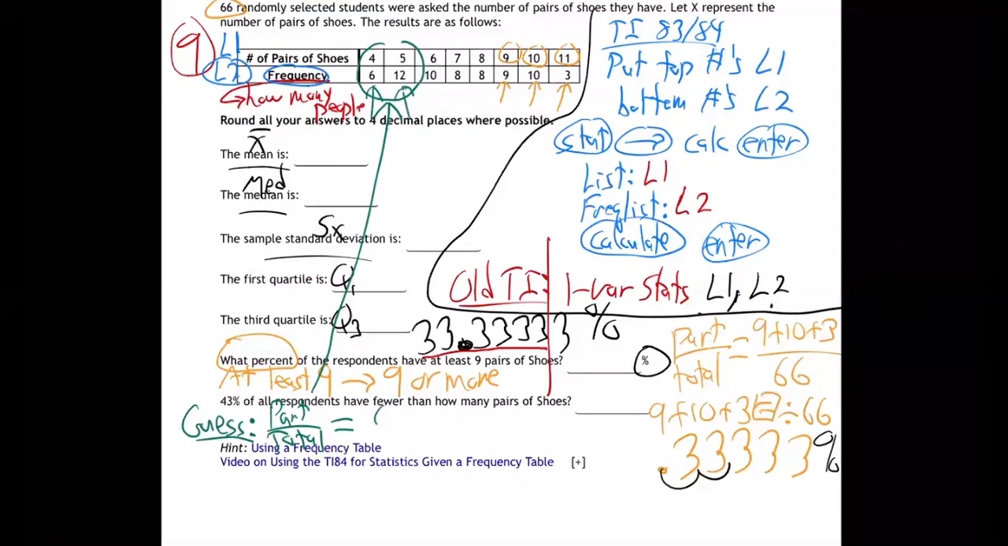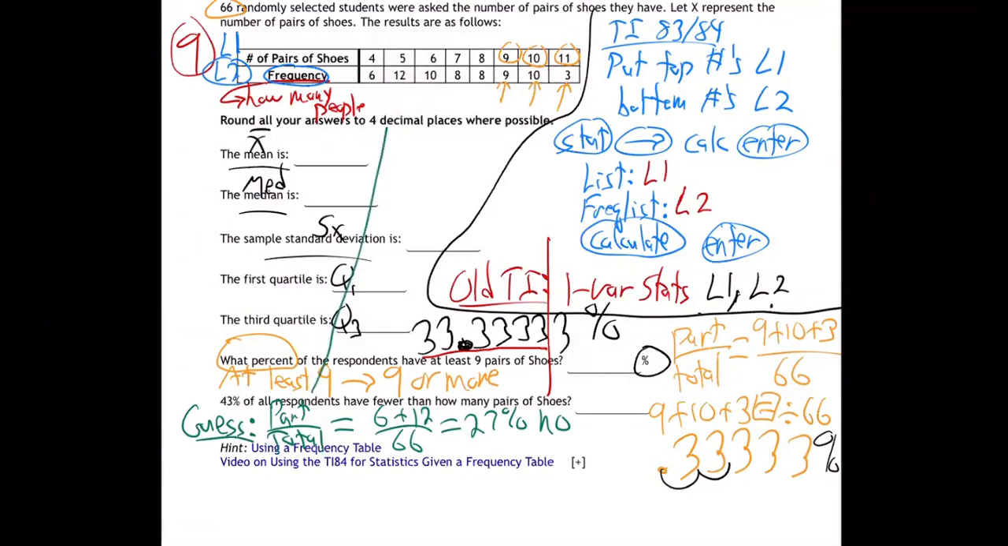Frequency is how many people? 6 people, 12 people out of 66 total. What would that be? Use your calculator. That's 18 divided by 66. I'm getting about 27%. No, that's not 43%. It's supposed to be 43. All right, so we got to get bigger. That's not enough people. That's only 27%. Well, let me go bigger.